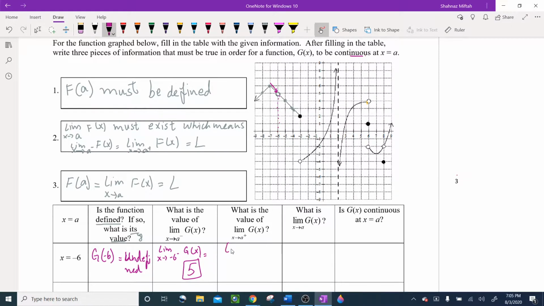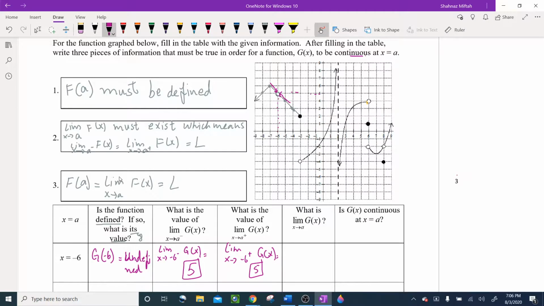What is the value of the limit as x approaches negative 6 from the right of g of x? So this is negative 6, and I'm going from the right, the right side of negative 6. I stop here and pick arbitrarily close, which is again 5. So do you see, guys, the limit does exist? The limit from the left and the limit from the right are exactly the same value, so the limit exists.